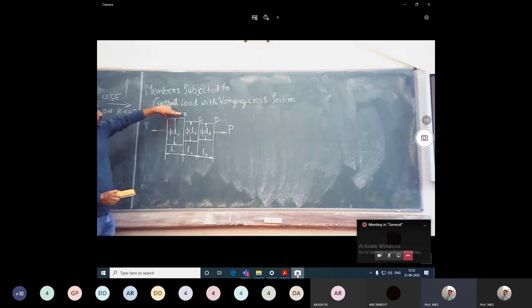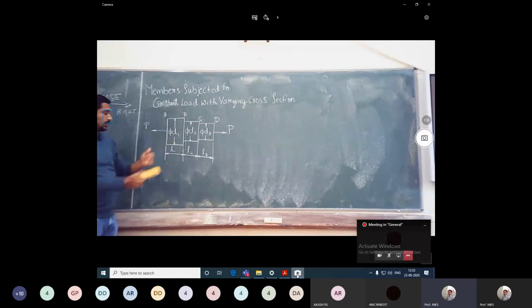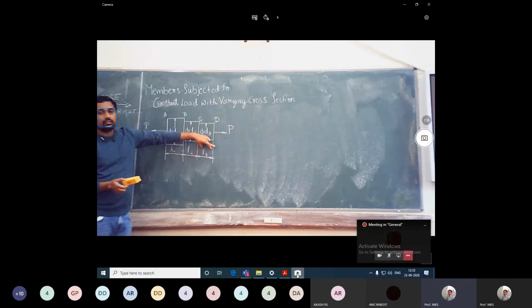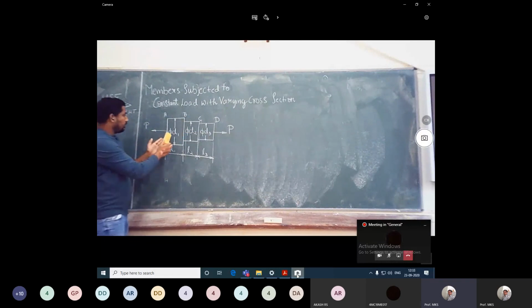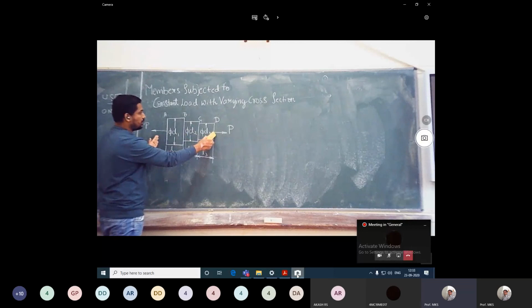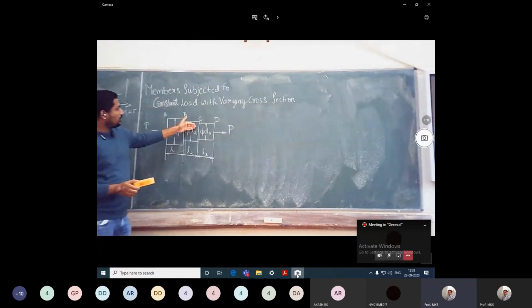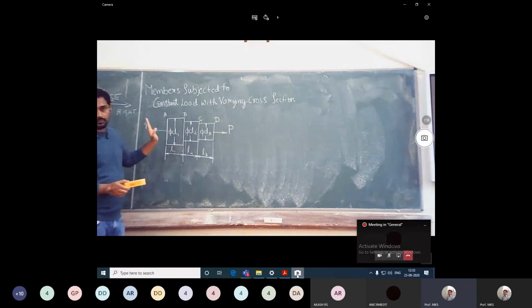Of different cross section. Right, it is cylindrical; you just imagine it may be of cylindrical shape, that is circular shape. So AB is the stepped bar of diameter D1, length L1. BC is the bar of diameter D2 with length L2. CD diameter D3, length L3. And altogether, the load applied is same at the ends. It is subjected to tensile force P. So that is a stepped bar of different cross section subjected to the same load P.